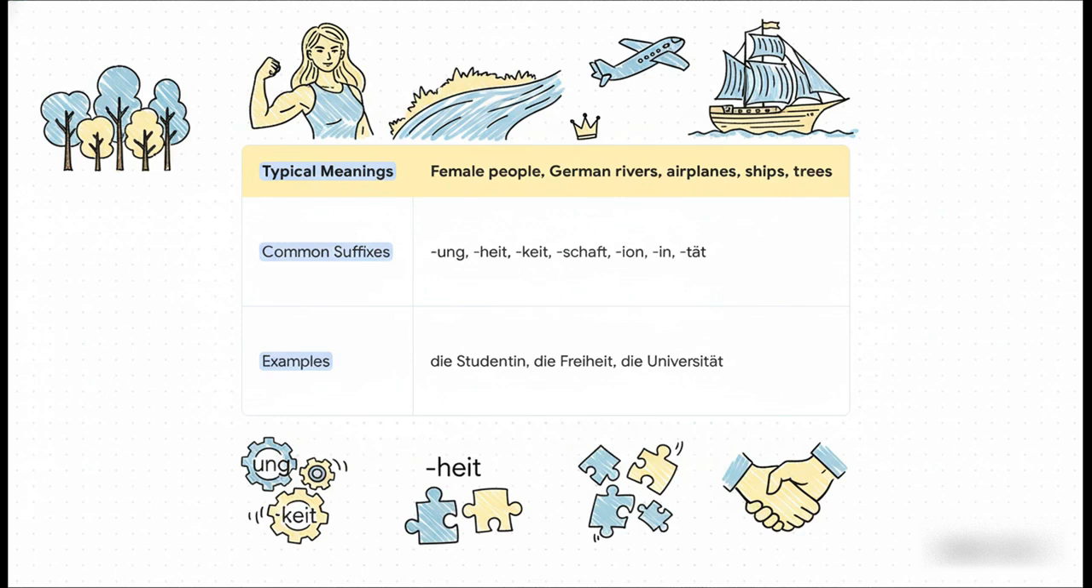Now for feminine nouns. And this is where the suffixes are basically a cheat code. See those endings? -ung, -heit, -keit, -schaft? They are almost always feminine. And think about what that means. Thousands of huge abstract ideas like freedom, die Freiheit, or the newspaper, die Zeitung. You now know their gender just by looking at the ending.